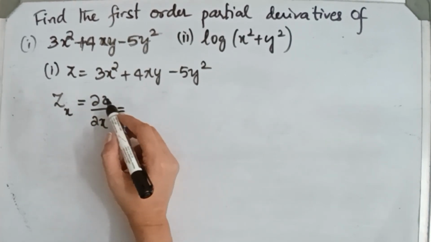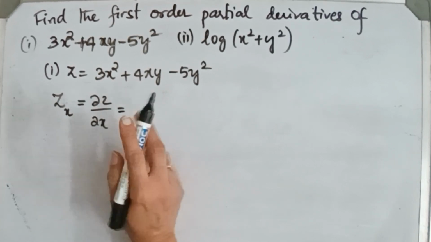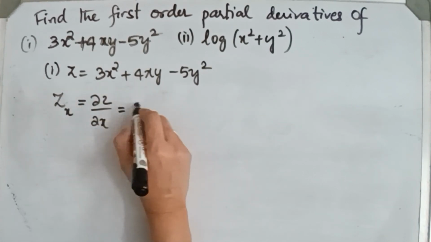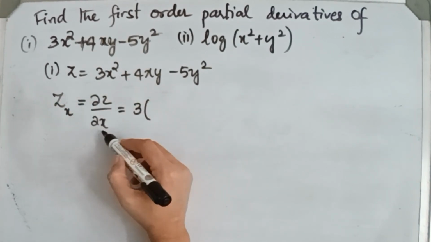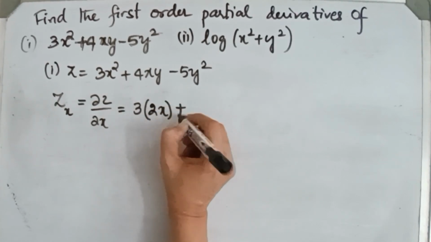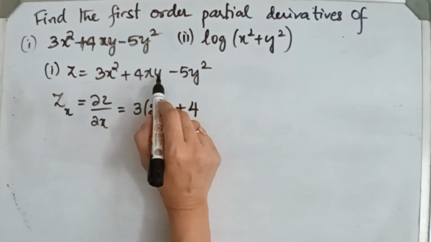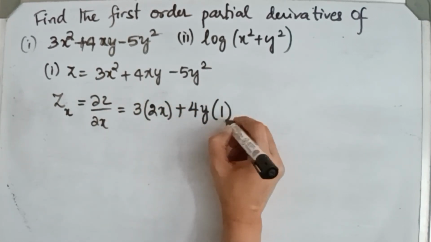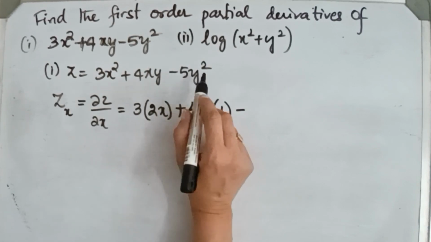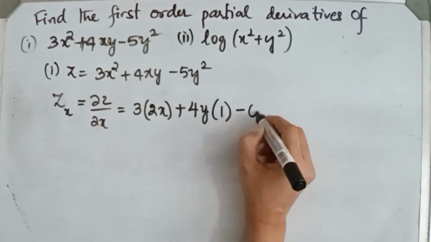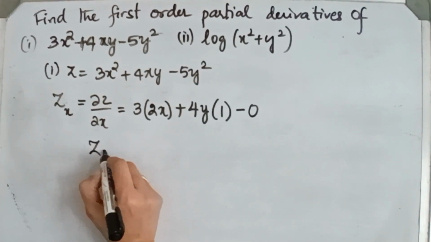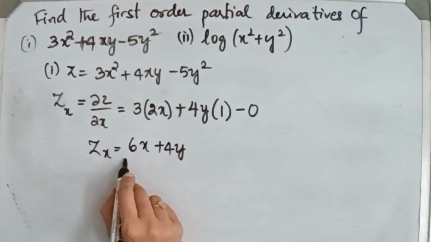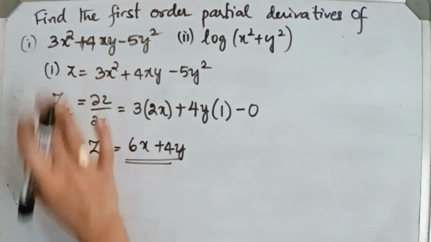Now when you are differentiating z with respect to x partially, y is taken as constant. So take the first term, 3 into the derivative of x² with respect to x, which is 2x, plus 4 is a constant, y is taken as constant, now the derivative of x with respect to x is 1, minus 5 is a constant, y² is also constant, so the derivative of a constant is 0. So we get zx equal to 6x plus 4y. This is the first partial derivative of z with respect to x.